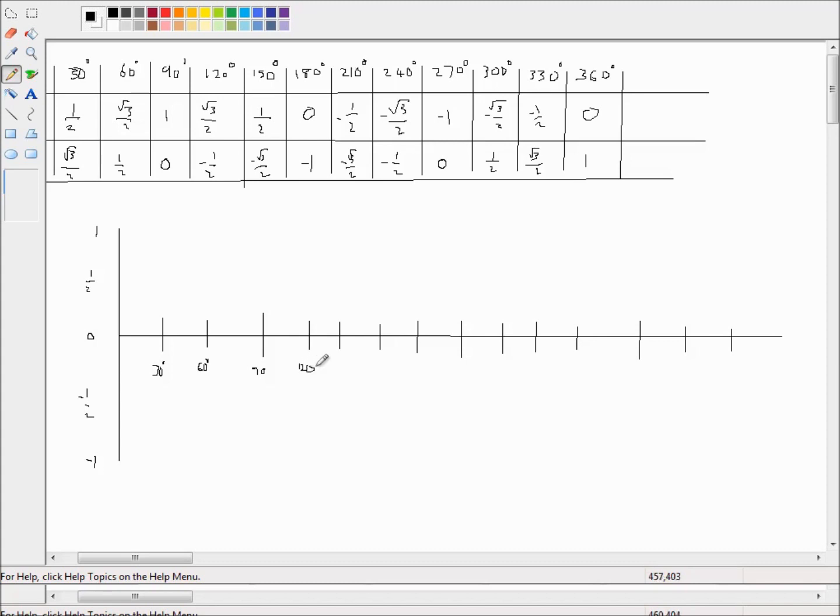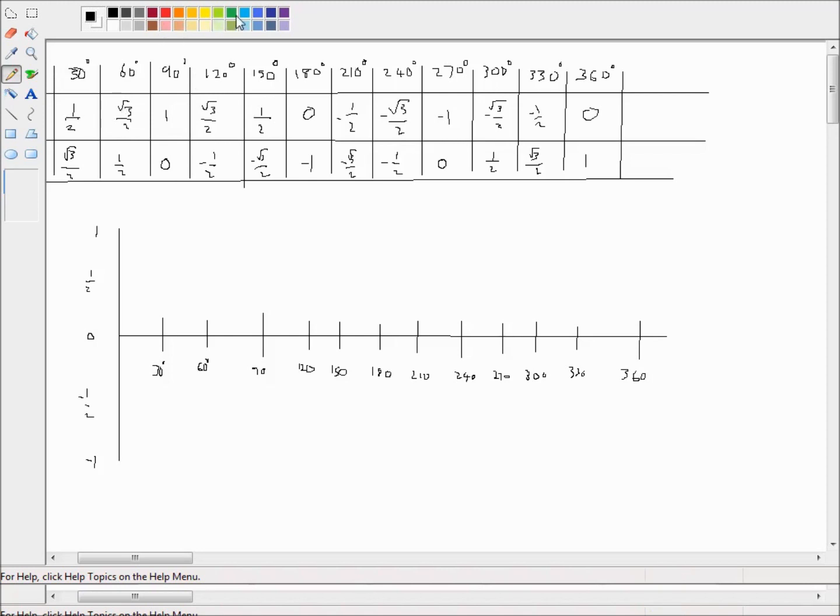120, 150, 180, halfway there. 210, 240, 270, 300, 330 and 360, and that's as far as we need to go. Okay, so we've got our axes.